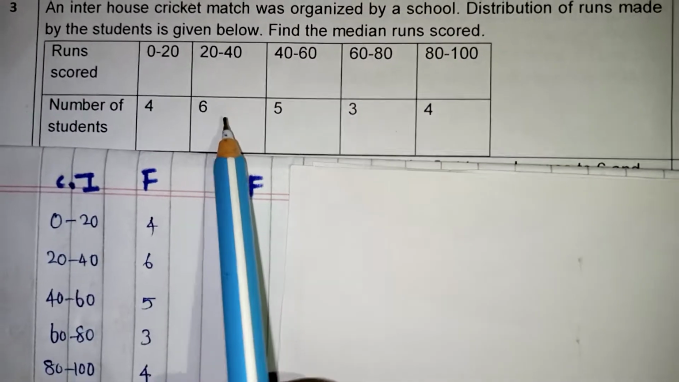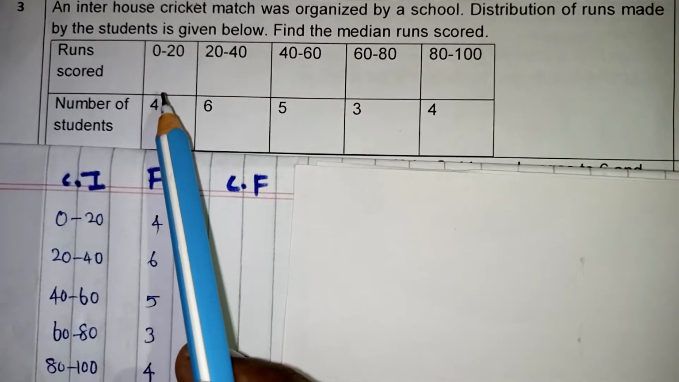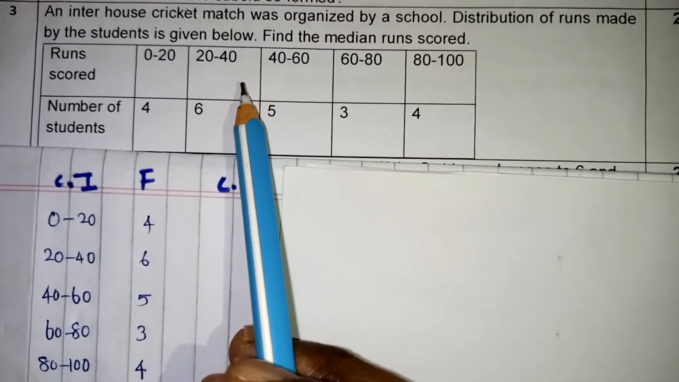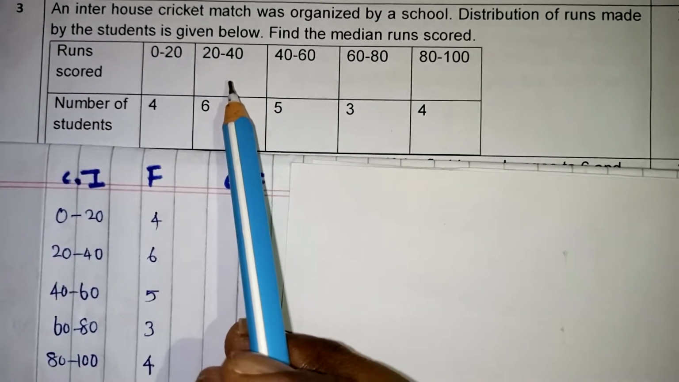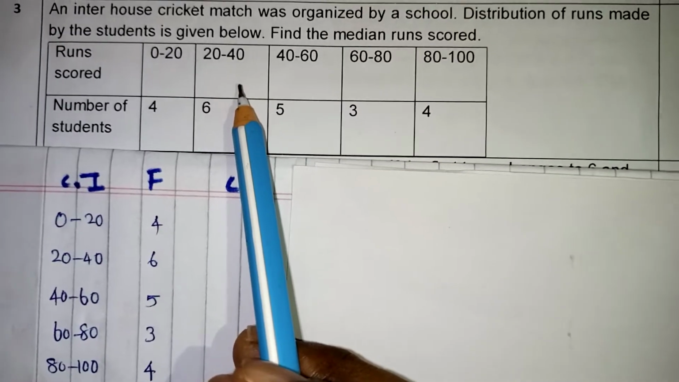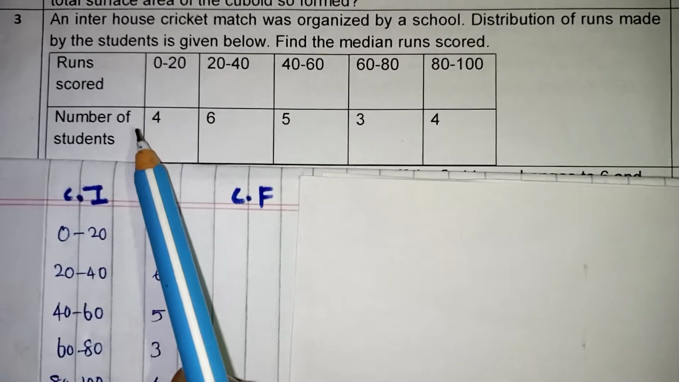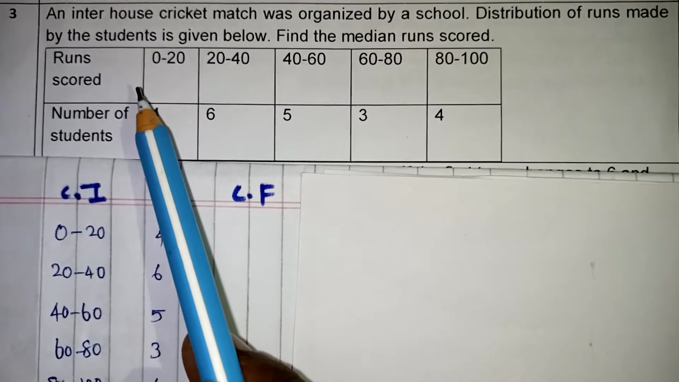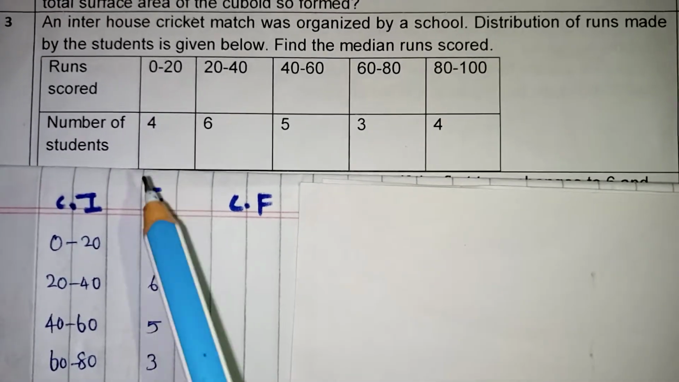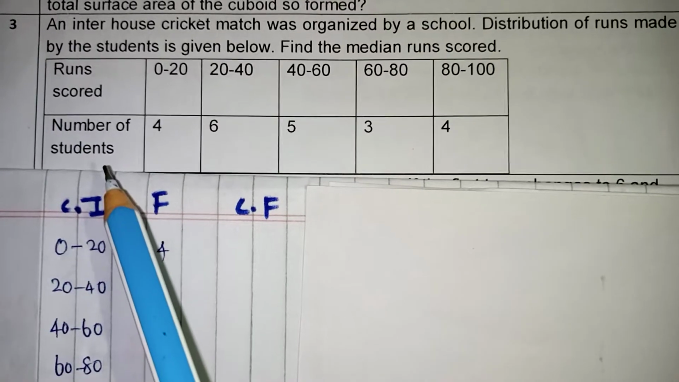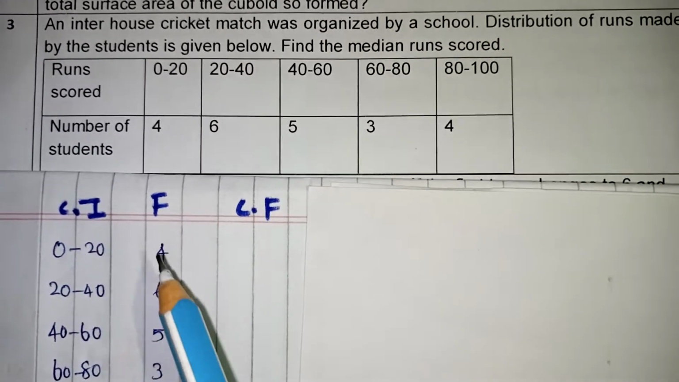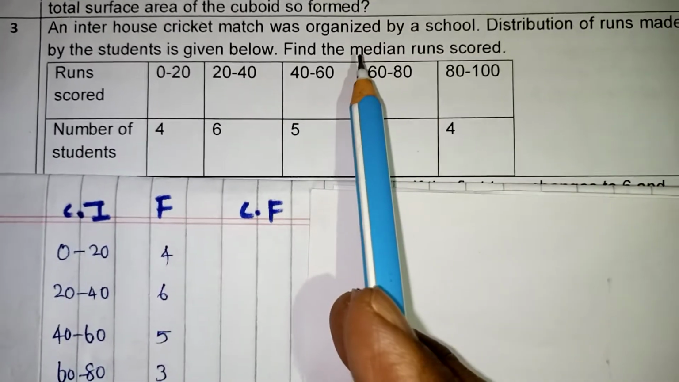Children, look at the third problem. An inter-house cricket match was organized by a school. Distribution of runs made by the students is given below. Find the median run scored. Now the question: runs scored is given, and the number of students is also given to us. We have to consider the runs, which are given as intervals, as the class interval. The number of students we take as the frequency. These two are already given in the question. Now we are going to calculate the median run.